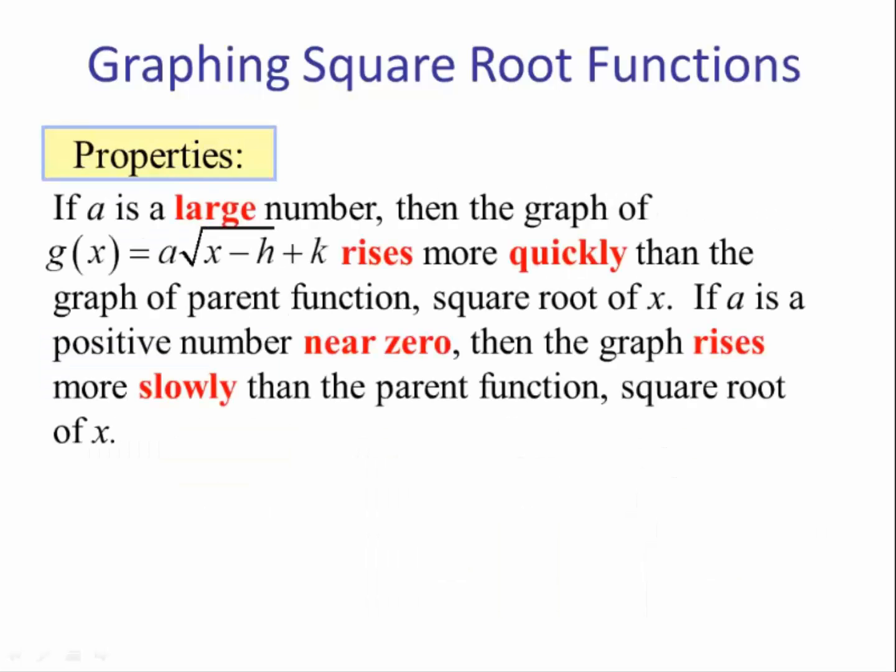Properties. If a is a large number, then the graph of g of x equals a times the square root of x minus h plus k rises more quickly than the graph of the parent function, square root of x. If a is a positive number near 0, then the graph rises more slowly than the parent function, square root of x. If a is a negative number, then it's a reflection across the x-axis.